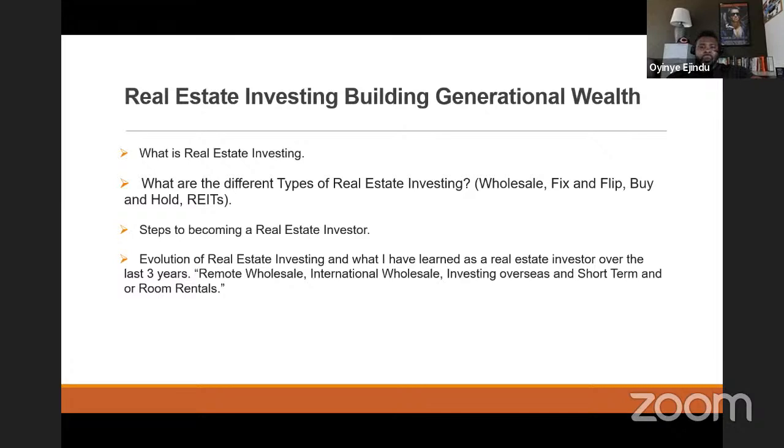But remember that the process of investing in real estate has changed, meaning now you can invest in properties not just in your local neighborhood, but properties outside of your local neighborhood. That's what some people call remote wholesaling. There's also international wholesaling. So now you can invest not just in your country, but outside of your country.